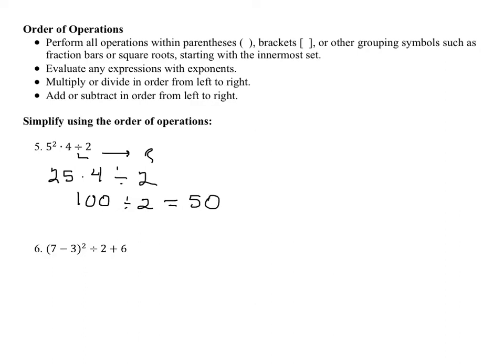Now let's do the next one. So we're going to perform the operations in parentheses. So 7 minus 3 is 4. And I'm only doing one operation at a time because I want to give myself time to think. Then evaluate any expressions with exponents. So 4 squared is 16. Then multiply or divide in order from left to right. So 16 divided by 2 is 8. And then add or subtract. In this case, I only have one addition, so the answer would be 14.